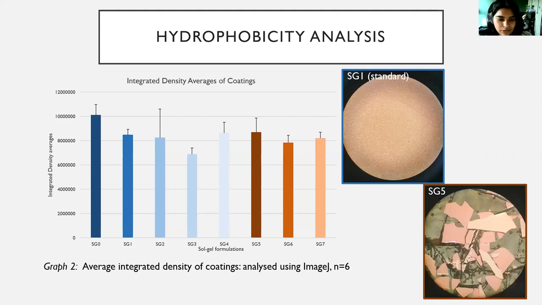The next thing I did was some hydrophobicity analysis. I took some photos of my sol-gel coating, sol-gel one and sol-gel five, as you can see, and I analyzed this using ImageJ just to see if there's a difference in the hydrophobicity and the density. You can see how sol-gel one, as I mentioned, has a constant hydrolysis and condensation rate, so it's a lot smoother, whereas sol-gel five, because you weren't getting the backbone, the silicon-oxygen-silica wasn't bonding as well, you get a lot of cracks and flakes.